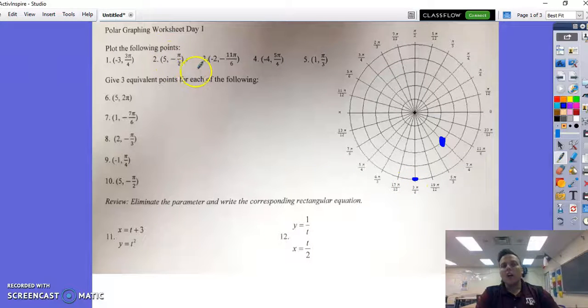So that would be another way that I could say this point, okay? Or you could even say -5, so that would start us right here, +pi over 2. So that would carry us down to right here. Alright, let's do one more together.